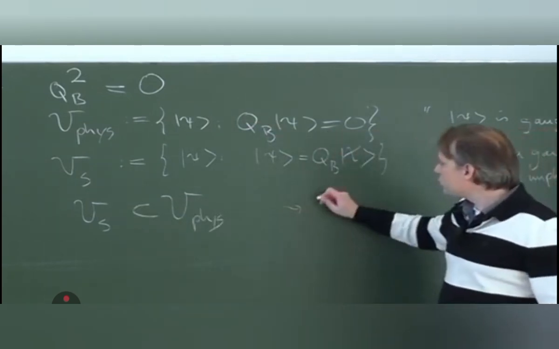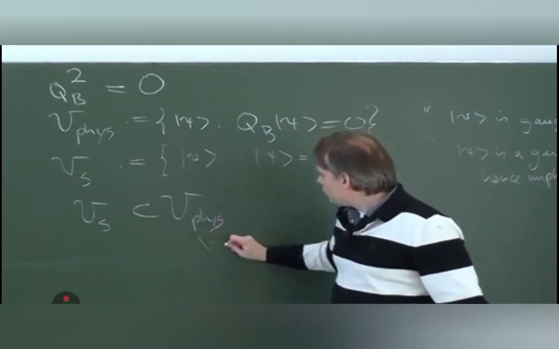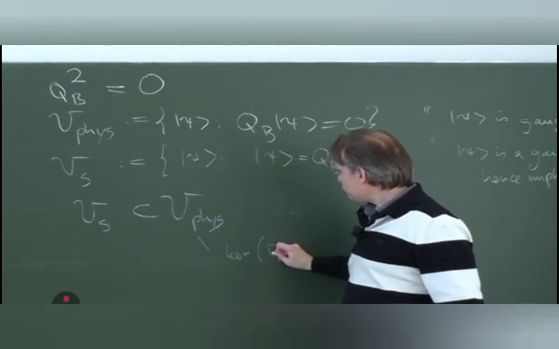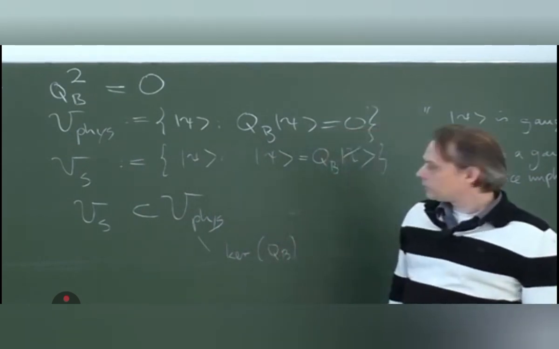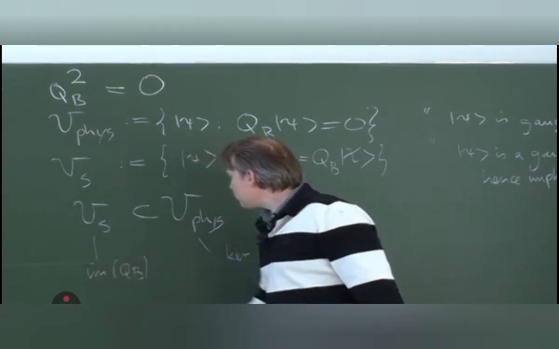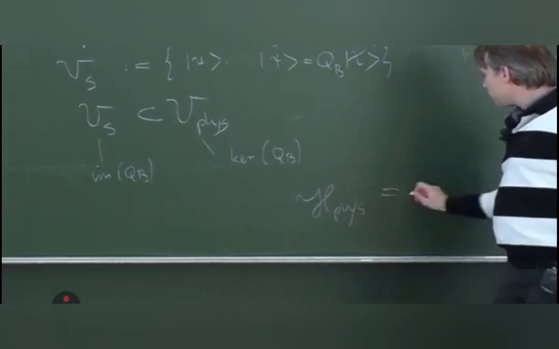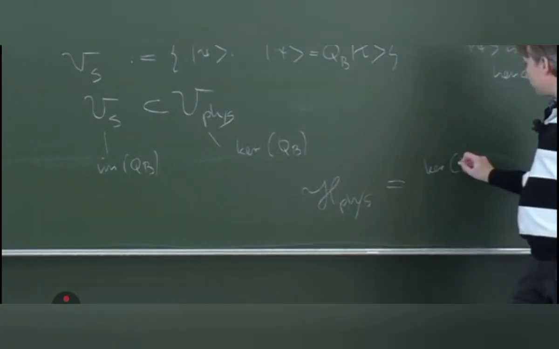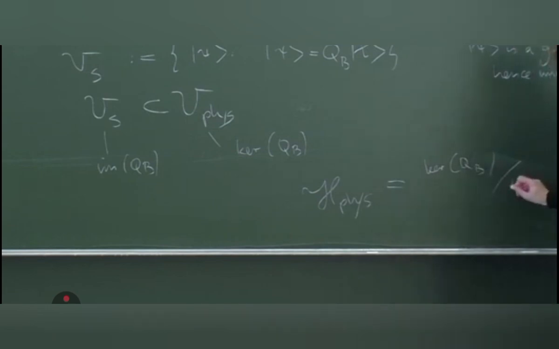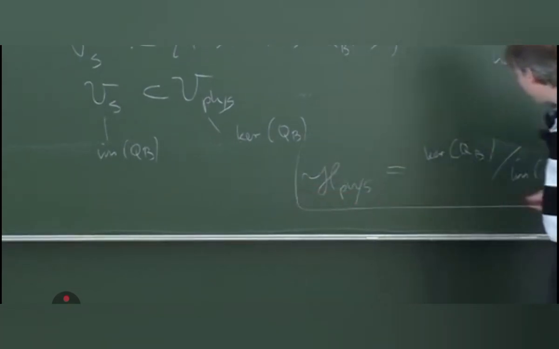And then you can also say that the physical space is, let's say, the kernel of the operator QB, and that space is the image of the operator QB. And then in that language you can say the physical space is defined as this thing, the kernel of the operator divided by the image of the operator. And then you have a nice mathematically looking definition of your physical Hilbert space.